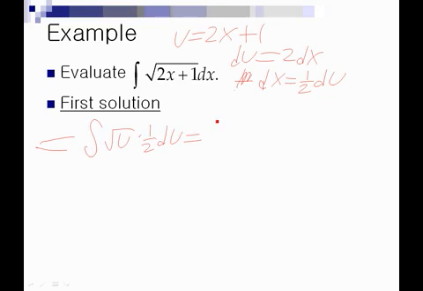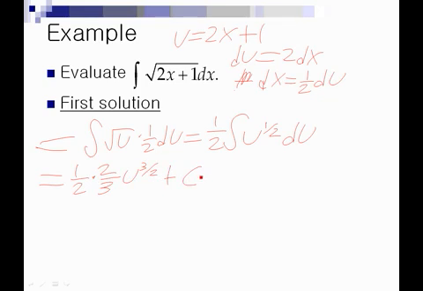So we can write this as 1/2 integral u to the 1/2 du. We then integrate that, so we get 1/2 times 2/3 u to the 3/2 plus some arbitrary constant. 1/2 will cancel out the 2 and the 2/3, and then we can substitute back in and write this as 1/3 times 2x plus 1 to 3/2 plus some arbitrary constant.